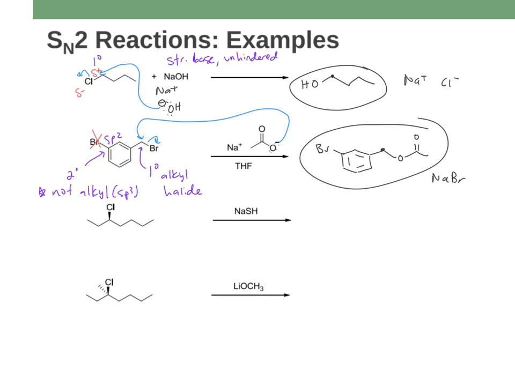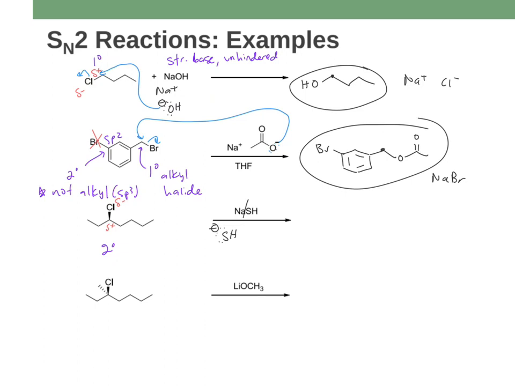For this one, we've got the NaSH. So that means I've got an SH minus. And I've got a partially negative carbon here, partially positive here. Now this is a secondary, which means it's going to go slower, but I've got a negative sulfur, which is a great nucleophile. So it's going to be fast enough that I'm going to go ahead and do this.